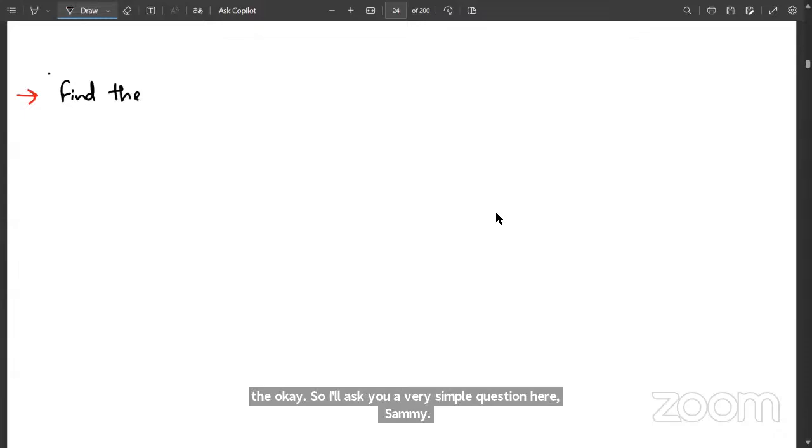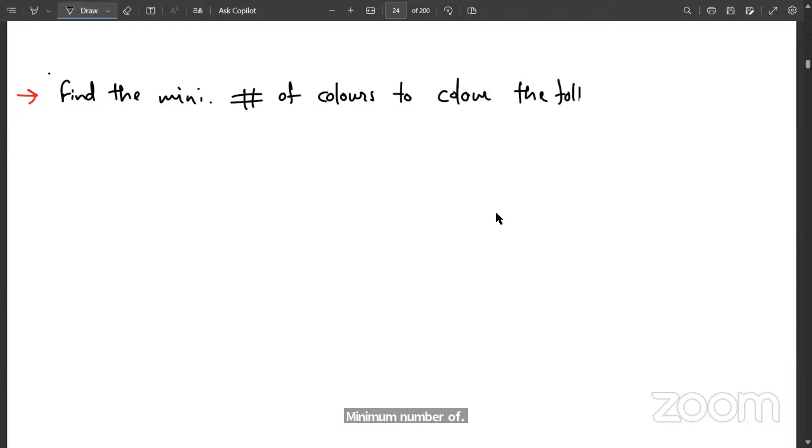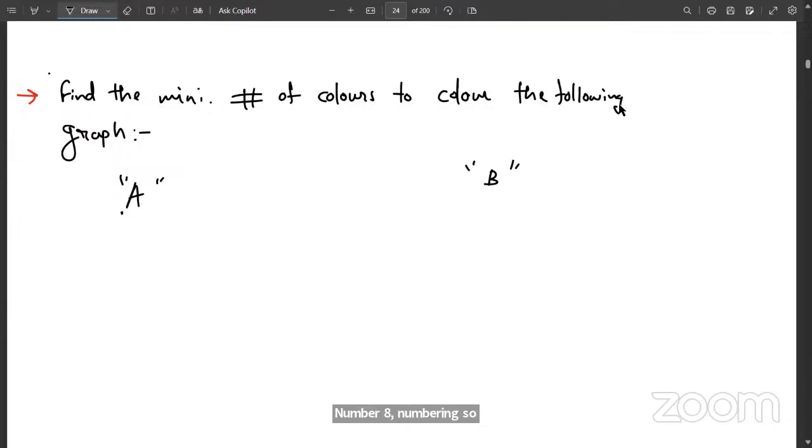Find the minimum number of colors to color the following graph. I'll give you two graphs, number A and number B. Since we haven't discussed any particular method for coloring, you just have to use your intuition. First fix a color to a vertex, and then say how many vertices that particular color can be used for.